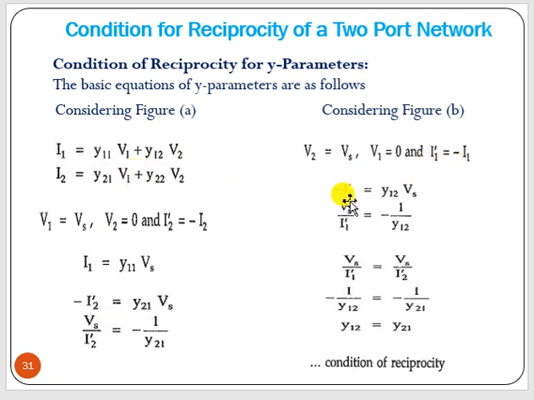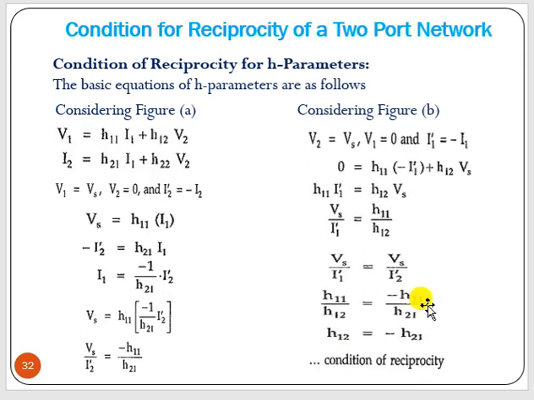So minus I1 dash equal to, V1 equal to 0 that time, so Y12 into Vs. So Vs by I1 dash we got the value. And if we equate these two, what will we get? If Y12 equal to Y21, then the Y parameters of the two-port network satisfy the condition of reciprocity.